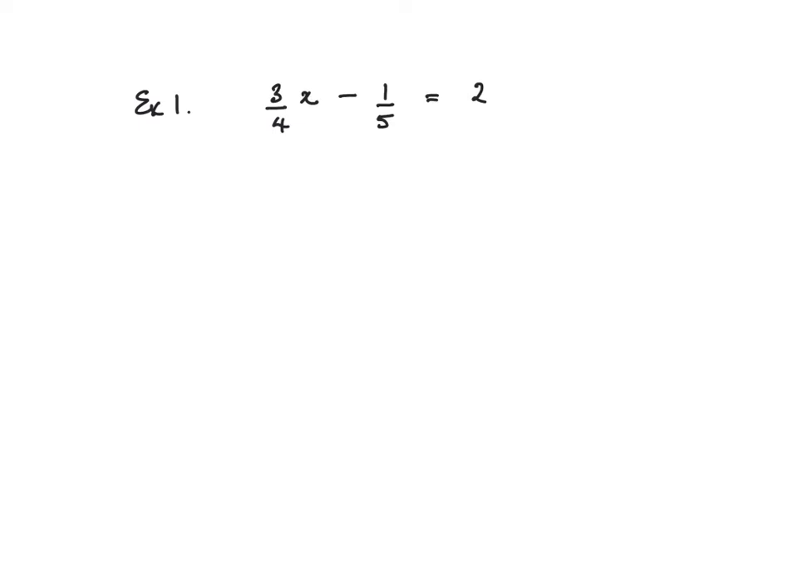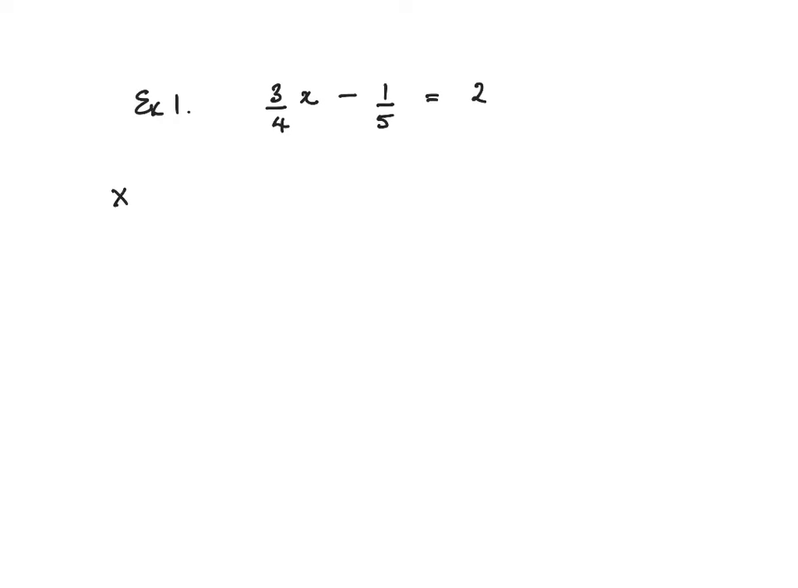So, this is the second video on equations with fractions. You can see that we now have two fractions in the equation. We've got 3/4 of x minus 1/5 equals 2. So the question that we have to ask ourselves now is, how do we get rid of a dividing 4 and a dividing 5 at the same time? Now we're definitely going to multiply.